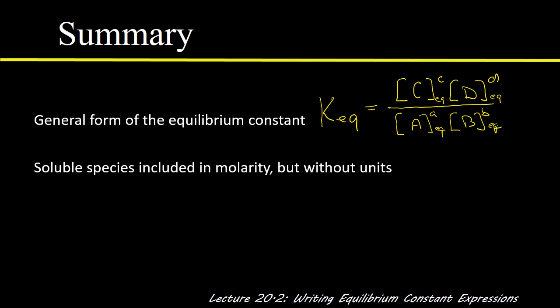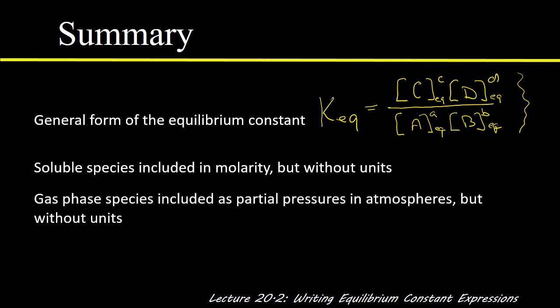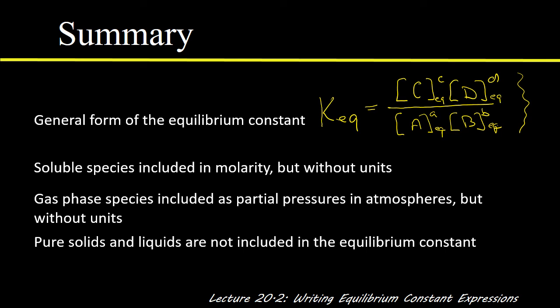All right, so based on the definition of activity, what we found is that when you're putting things into this equilibrium expression, for soluble species, generally anything that says aqueous in the equation, you would just include that species as its molar concentration but written without units. For gas species, same thing. You put in the partial pressure in atmospheres, but you would write it without units. And for pure solids and liquids, for both of those, you would just put in a 1.